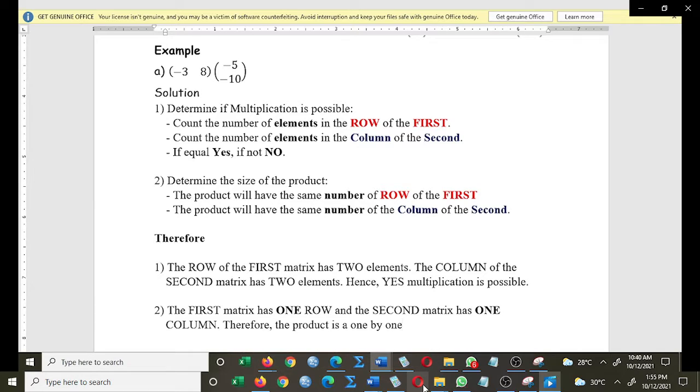You can even write it in terms of words. I would penalize you, but 1 by 1. The product is a 1 by 1. Okay?